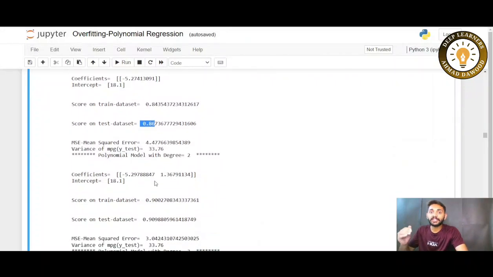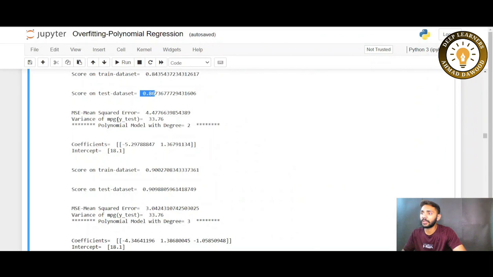Now you will see, as we are moving forward and increasing the degree of the model, our model becomes more powerful, more complex. The complexity of the models will increase. As the complexity of the model is increasing, my score on the training data points will be increasing, and the score on the testing data points will decrease.